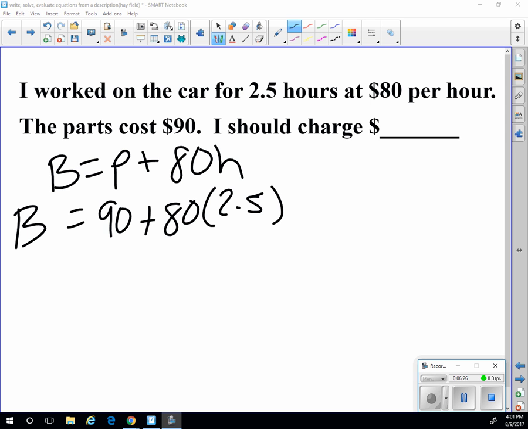So 80 times 2.5 is 200. The trick for doing that without a calculator is 2 80s is 160, and 0.5 would be half of 80, which is 40. So 160 plus 40 is 200. So the total bill is 200.